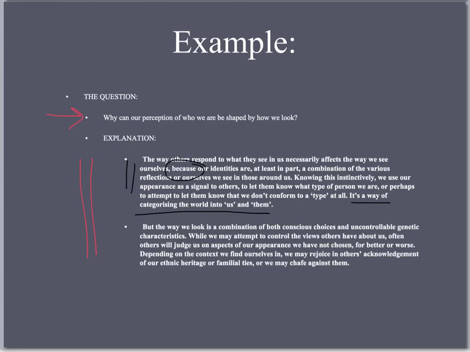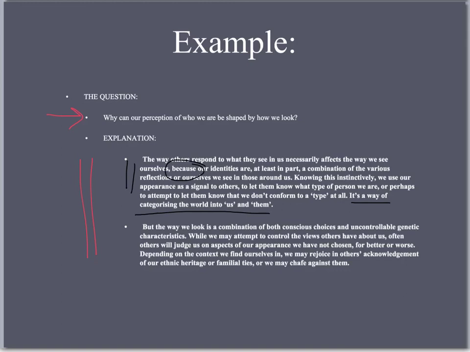In the second paragraph, the second dot point, I've said, but the way we look is a combination of both conscious choices and uncontrollable genetic characteristics. While we may attempt to control the views others have about us, often others will judge us on aspects of our appearance we've not chosen, for better or worse. Depending on the context we find ourselves in, we may rejoice in others' acknowledgement of our ethnic heritage or familial ties, or we may chafe against them.